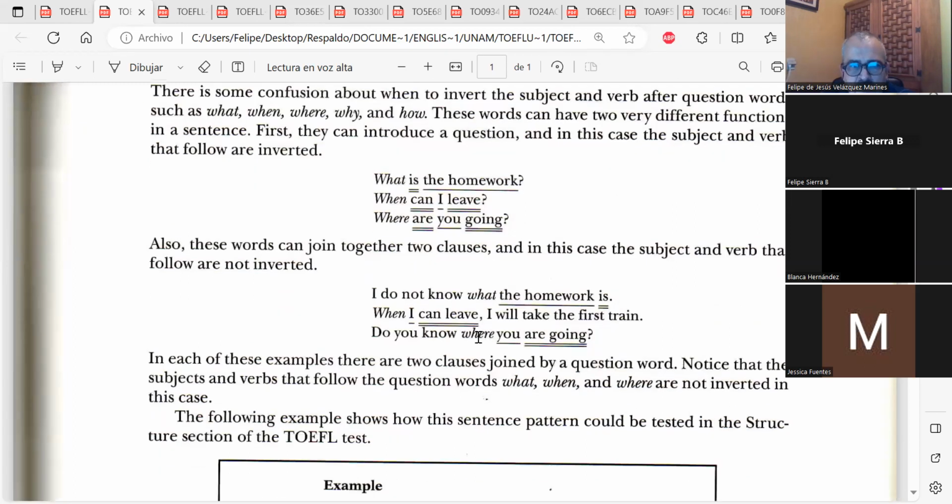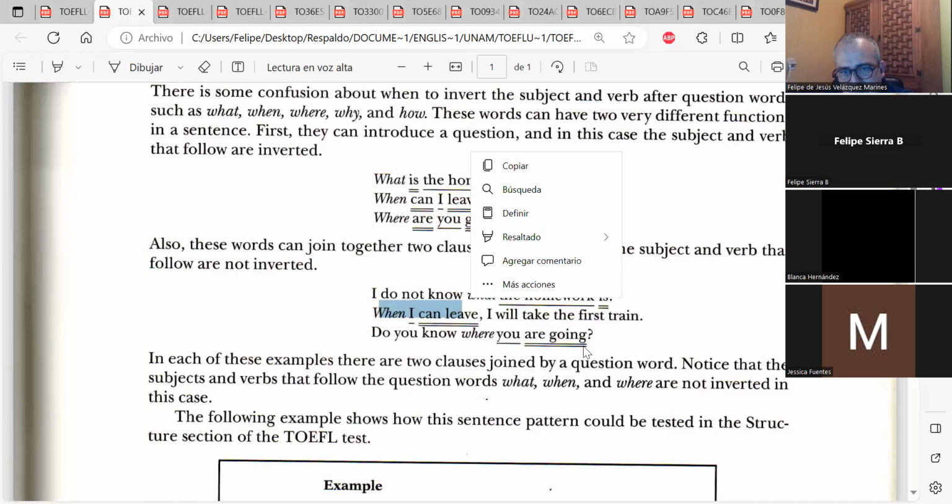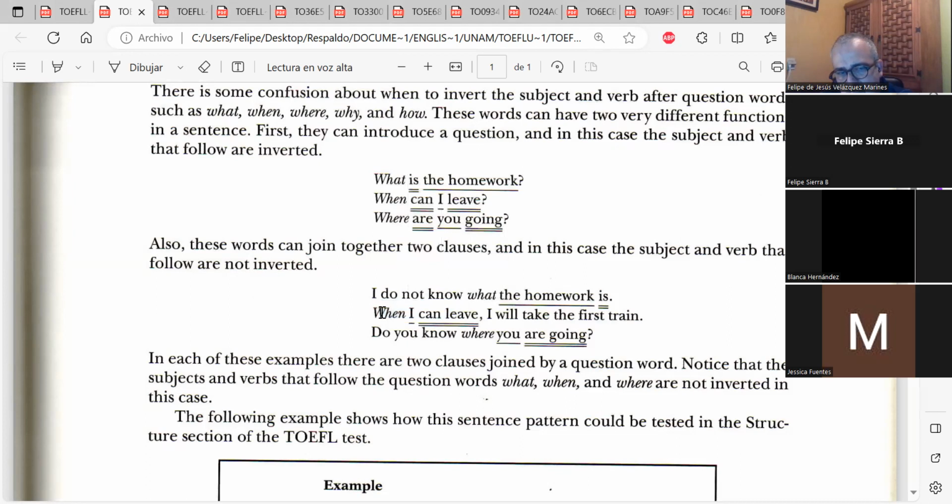But when you are declaring, it's basically main clause, subordinate clause. How do I know that this is the subordinate clause? Because this comma tells me that I am inverting the order, and the subordinate clause begins with a linker, a marker, a connector of sentences. It's one of the functions of question words: they are used to ask questions or to connect sentences.